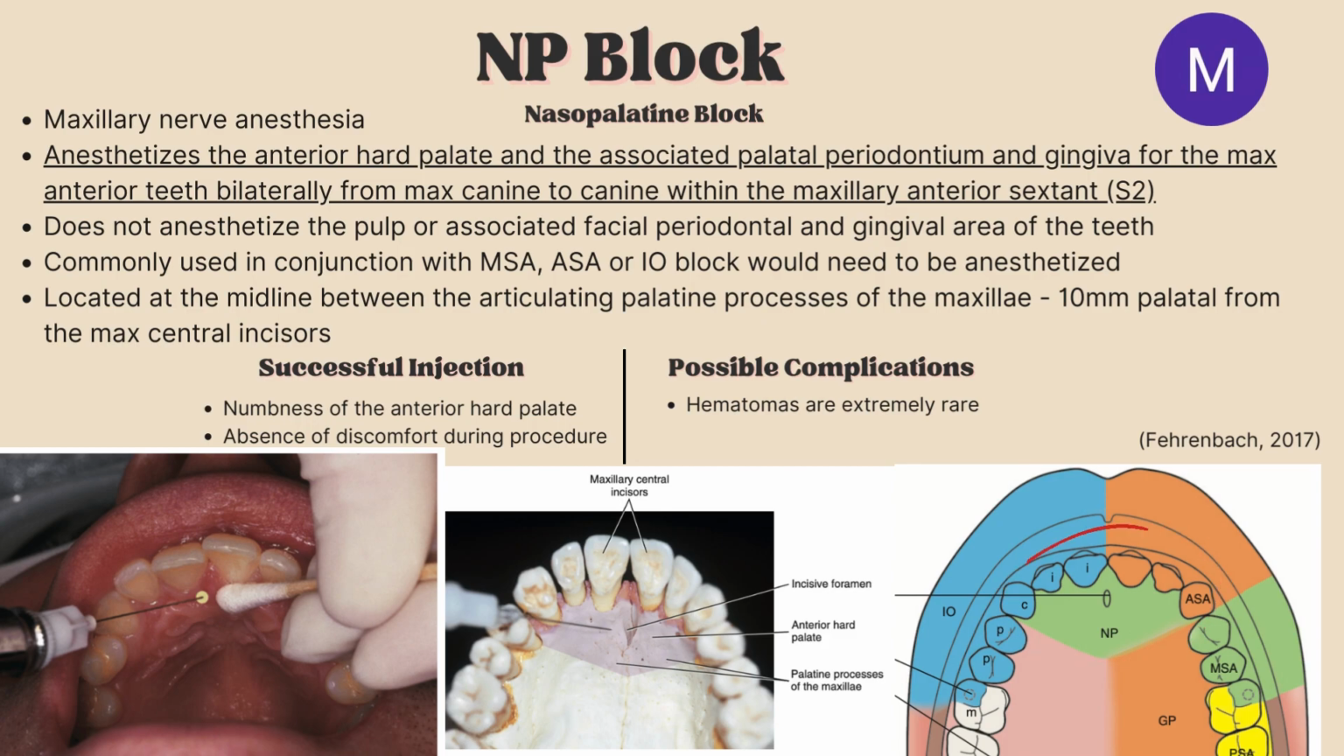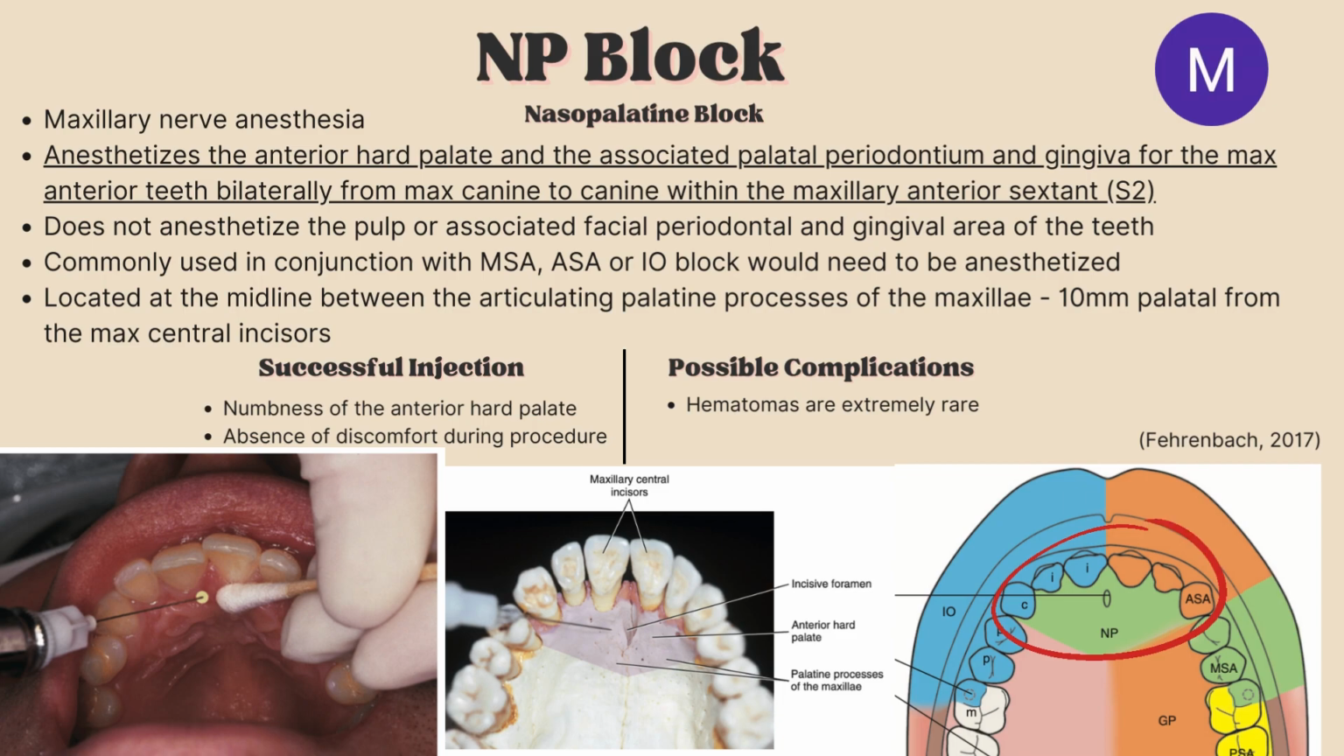The NP block, or the nasopalatine block, is the next one that we're going to explore. It anesthetizes the anterior hard palate and the associated palatal periodontium and gingiva for the maxillary anterior teeth bilaterally, from maxillary canine to canine within the maxillary anterior sextant. So this is sextant 2. Thus, both the right and the left nasopalatine nerves are anesthetized by this one block. Unfortunately, this does not anesthetize the pulp or associated facial periodontium and gingiva of the teeth, so it has to be used in conjunction with an MSA, ASA, or IO block.